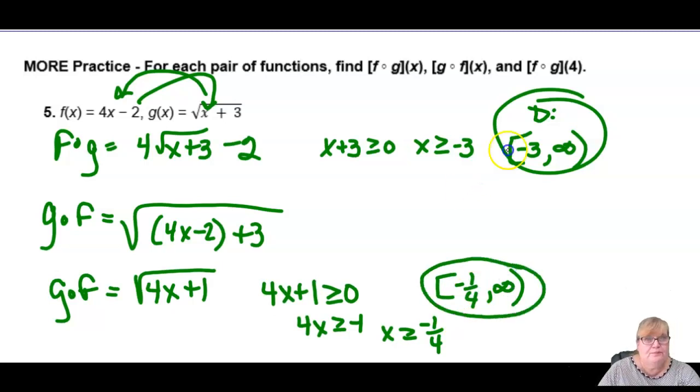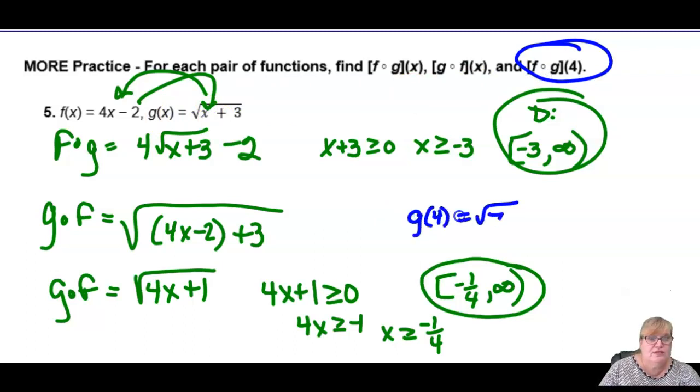All right. Finally, it says find f of g of 4. We can put 4 into g. If we put a 4 in here, we would have square root of 7. And then we're supposed to put that into f. So we're supposed to put that in there, 4 square roots of 7 minus 2. And that is actually the answer.